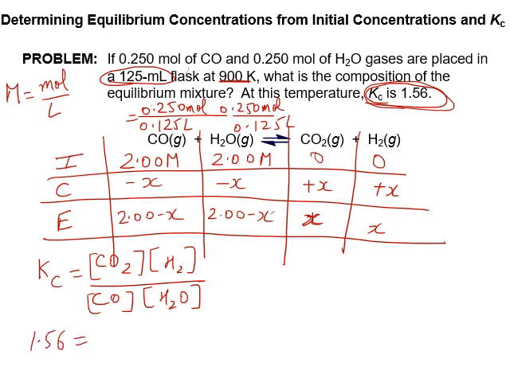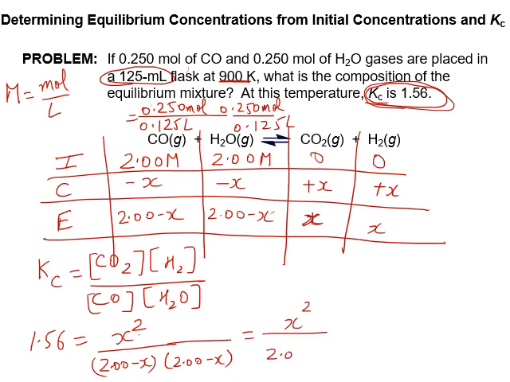Let's plug in all the numbers that we have here. CO2 is x, hydrogen is also x. So x times x gives me x squared, divided by 2.00 minus x for CO and 2.00 minus x for water. Multiplied together, that basically means I have x squared divided by (2.00 minus x) also squared.